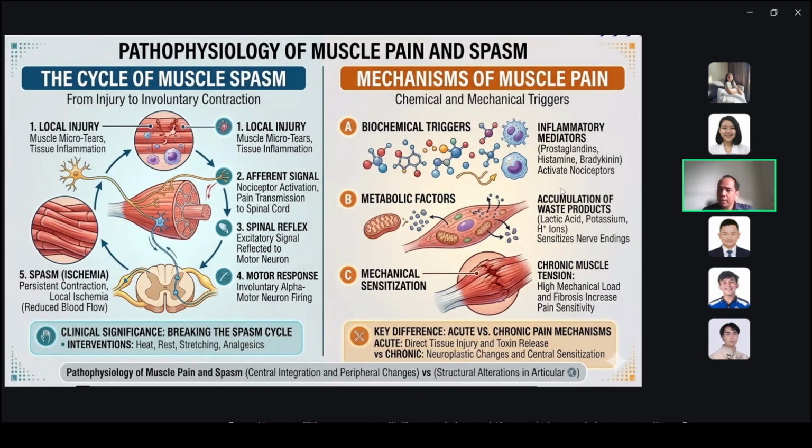Yung sa muscle pain, so we have discussed on the pain pathways. So meron tayong mga triggers, the release of your substance P, mga prostaglandin, yung histamine that will activate the pain receptors. Okay? And then ito naman, aside from the pain receptors, magkaroon siya ng mga metabolic factors that will also sensitize your nociceptor signals and will lead to chronic muscle tension and high mechanical load and fibrosis, increasing the pain sensitivity. Okay.